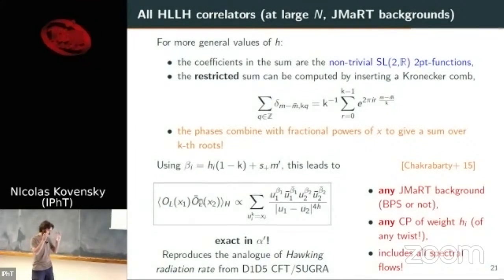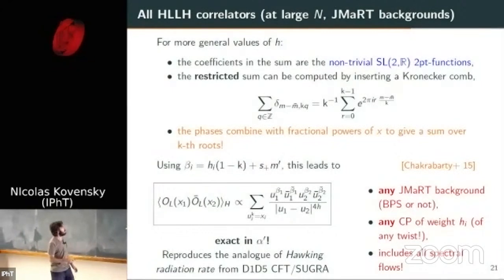You want to compute the 2-point function of 2 light insertions in whichever J-Mart background you choose, and what you have to do is take the vacuum 2-point function, which is just (u1 minus u2) to the 4h. You insert some extra powers of u1, u2 here. These extra powers are defined in this way. And then instead of using x1 and x2, which are the insertion points, you use u1 and u2, which are the kth roots of those insertion points. And then you sum over all the possible kth roots. This is a very compact way of writing any heavy-light 2-point function, for any chiral primary light insertion in any of the J-Mart backgrounds.